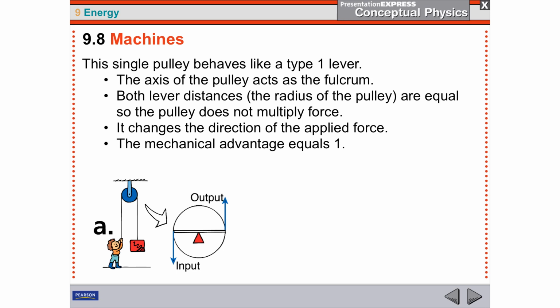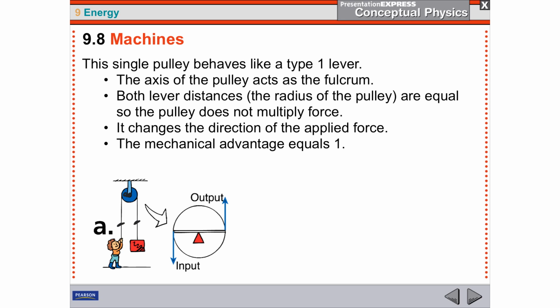So let's review this a little bit. The single pulley acts like a type 1 lever. Okay, so the axis of the pulley itself behaves like the fulcrum, and both the distances are going to be equal, so the pulley doesn't multiply. So if this distance is equal to this distance, then do you see the forces have to be equal.